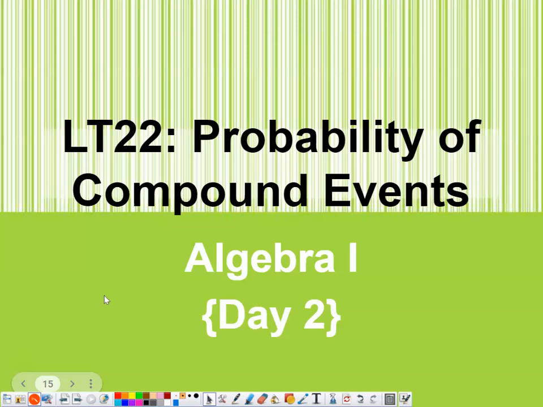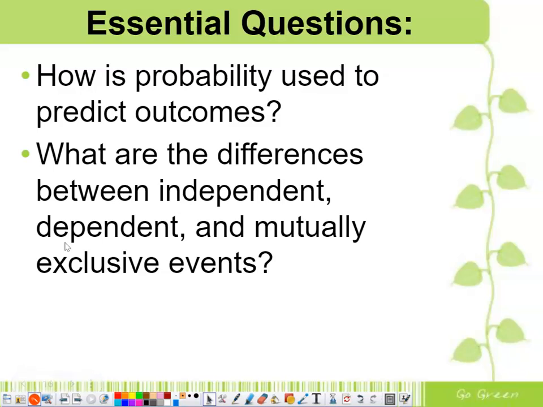Learning target 22, probability of compound events. Again, our essential questions: how is probability used to determine outcomes? And what are the differences between independent, dependent, and mutually exclusive events?